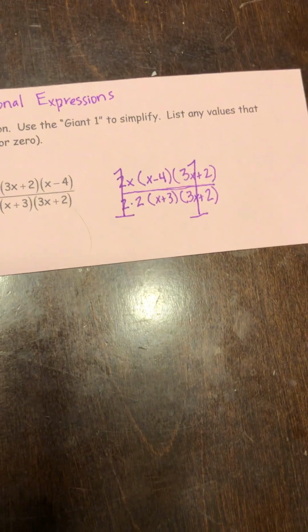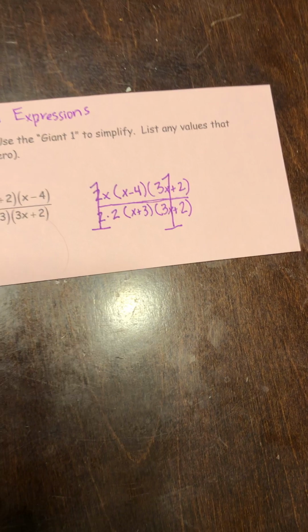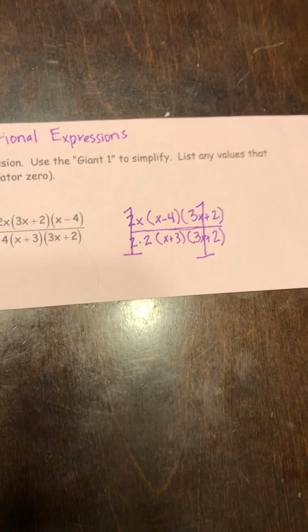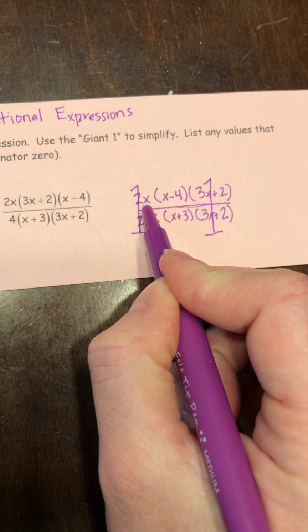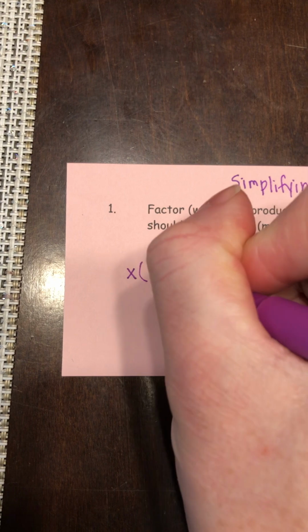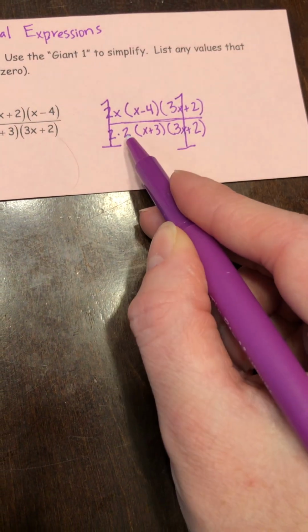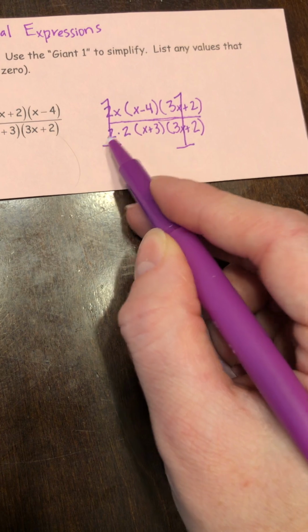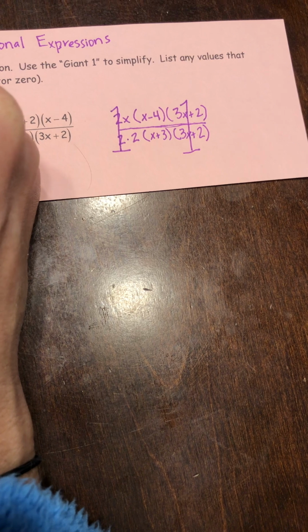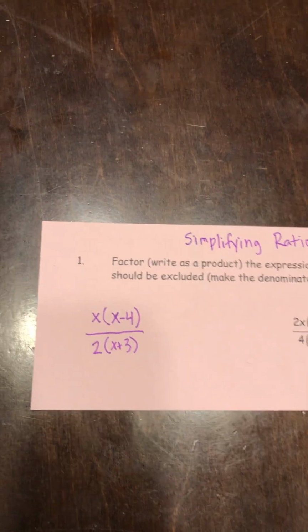And then I have 2 parts when I write my answer. I have to write my answer like everything that's left over. So on the top I have an x left over and I have an x minus 4. So I'm gonna start writing my answer over here. I have an x and I have an x minus 4. And then on the bottom, I crossed off, so it was a 4, but I made it 2 times 2. And I crossed off one of the 2's, but I still have one of the 2's left. And I also have an x plus 3 left. So when I write on the bottom, I have a 2 and I have an x plus 3. So this is part of my answer.